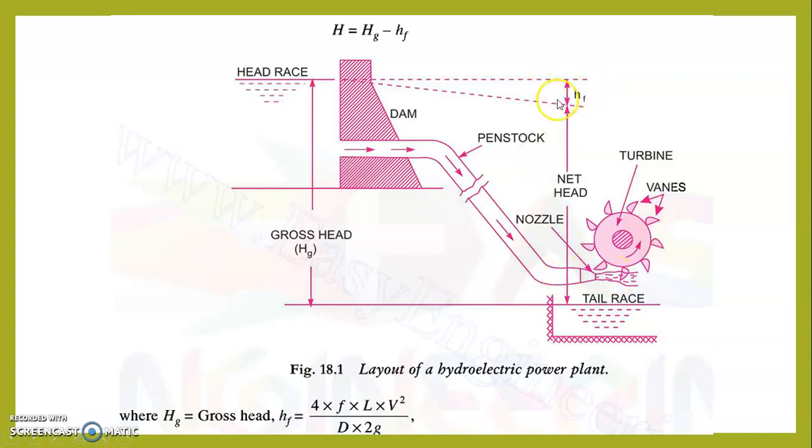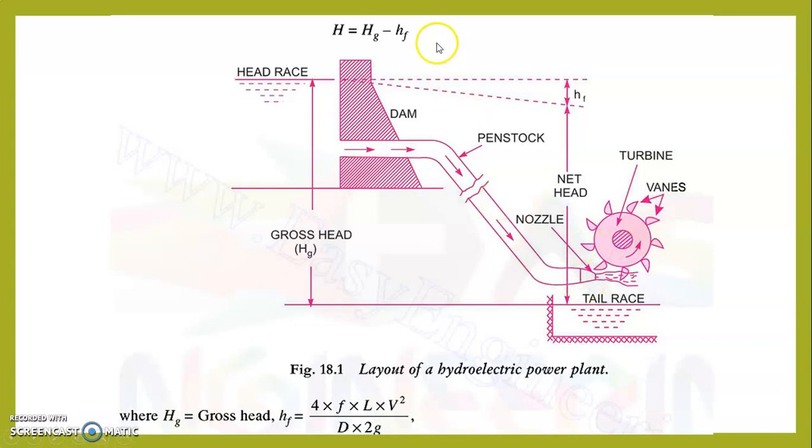The second head is the HF. HF is the head loss due to friction while traveling through the penstock pipe. Penstock will be 1 or 2 km long. While traveling through the pipe, some amount of head is lost in the penstock pipe. That we have to account for while calculating the velocity of water coming out from the penstock pipe.